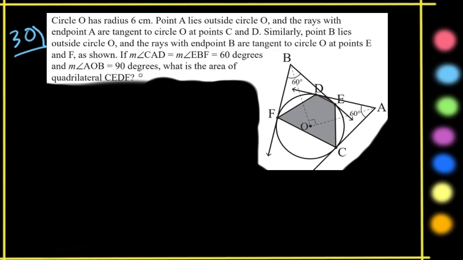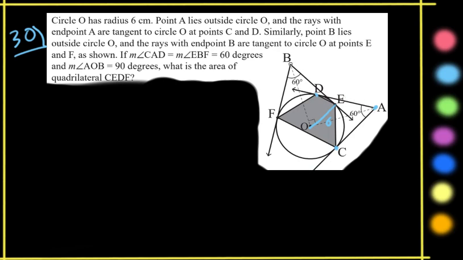So this says circle O has radius 6 centimeters. So let's draw maybe one of these radiuses to one of these points here. That's 6. And point A, that's over here, lies outside circle O, and the rays within point A are tangent to circle O at points C and D. Okay, so points C and D. These are tangent points between these two rays and the circle.